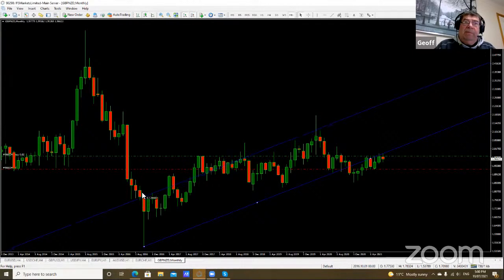There we go. So that's the structure that we're trading. We've come back inside it. We've retested it. It's probably a little bit lower than that, isn't it? Yeah, there we are.